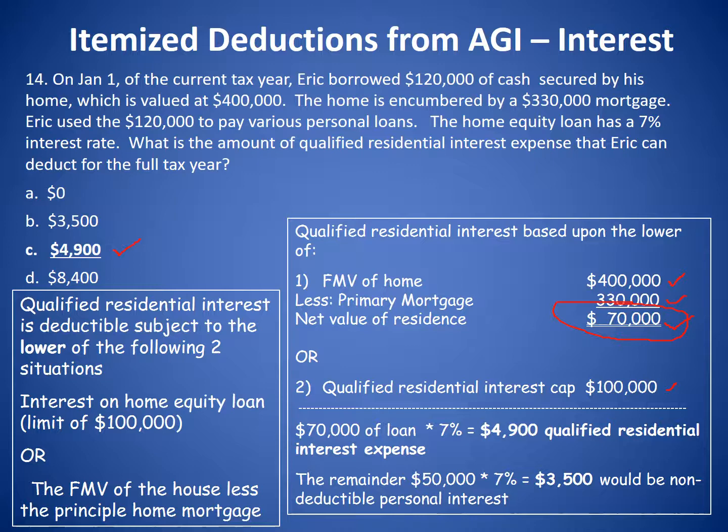In this case, it's clear that the amount that is lower will be $70,000. So the way we calculate it is $70,000 of the $120,000 loan at 7% means we have $4,900 worth of qualified residential interest, which is our answer. The remainder of that loan, the $50,000 at 7%, or $3,500, would be non-deductible personal expense.